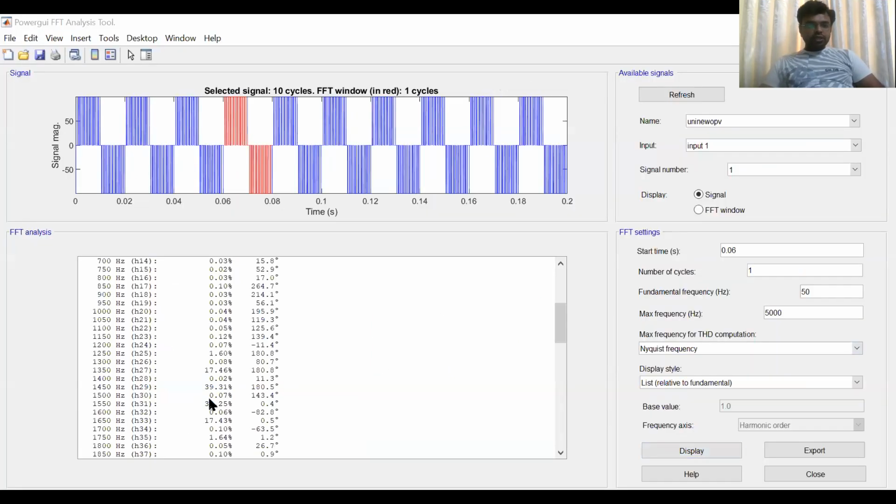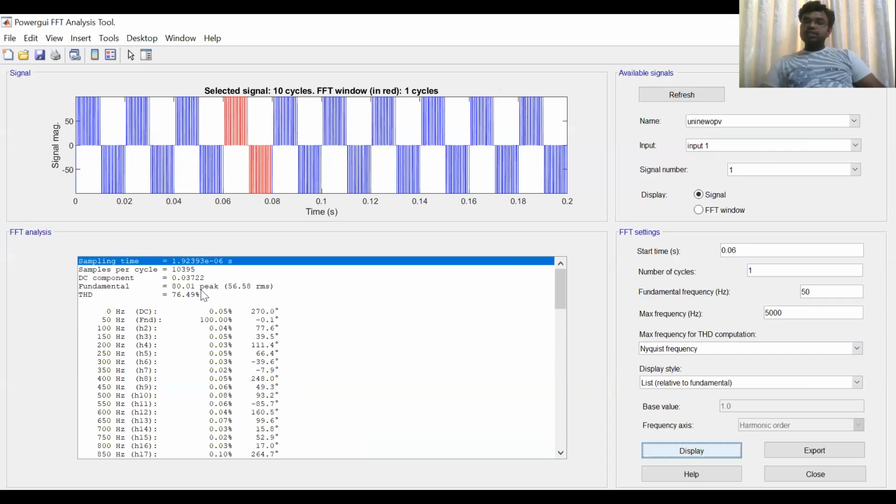Yeah. So see, the 39.25 is almost the same like that. Okay. The second one is 17.5. So what is the fundamental magnitude? 80.01, which is the same in bipolar as well as unipolar, right?